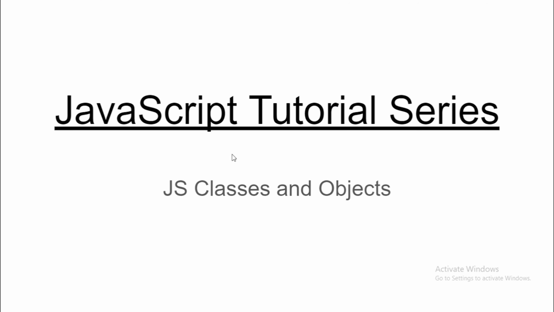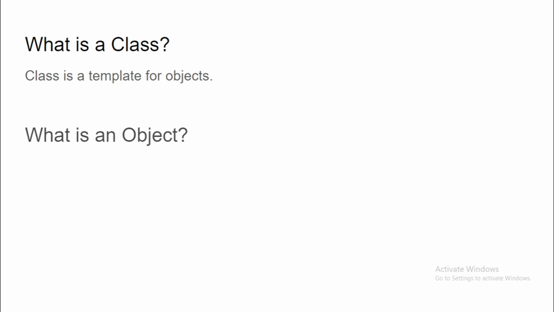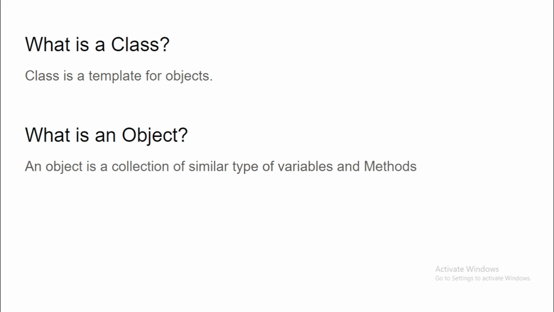First, understand what classes and objects are. So, what is a class? A class is a template for objects. Okay, then what are objects? An object is a collection of similar type of variables and methods. Now it's all confusing, I know, so let's understand it with an example.